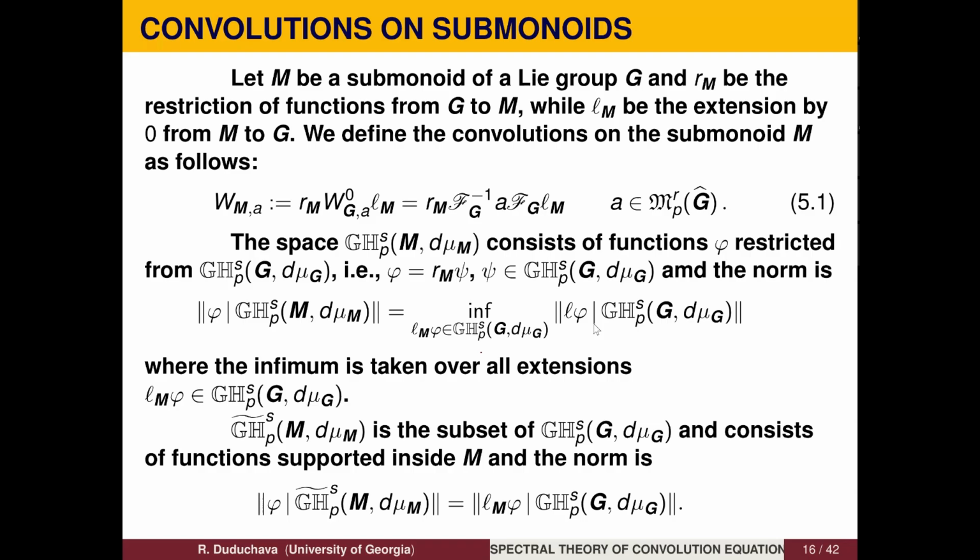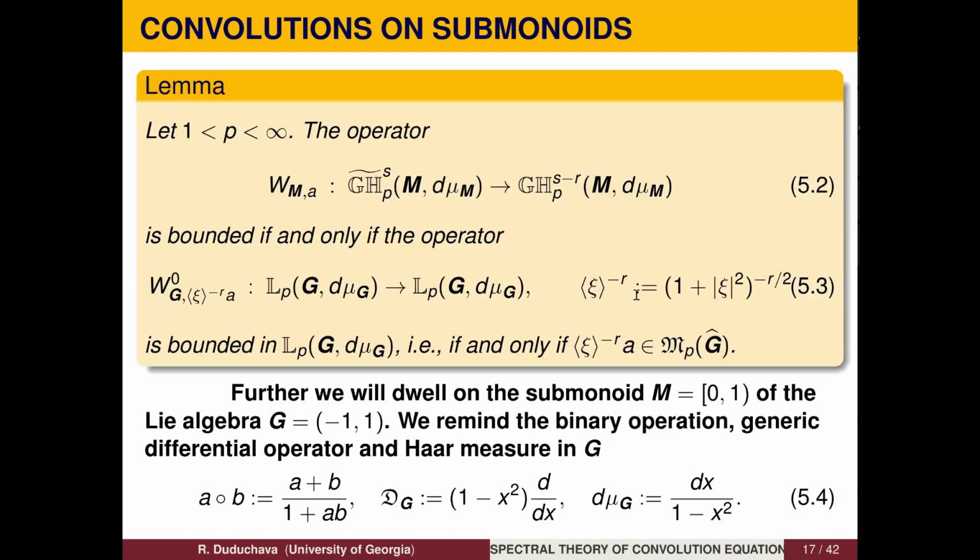And now we have a theorem about boundedness. If we take p between 1 and infinity, the convolution operator on the submonoid maps Bessel potential space with tilde to Bessel potential space with non-tilde, s minus r, and is bounded if and only if the symbol is a multiplier of order r. So we have no problem again about boundedness.